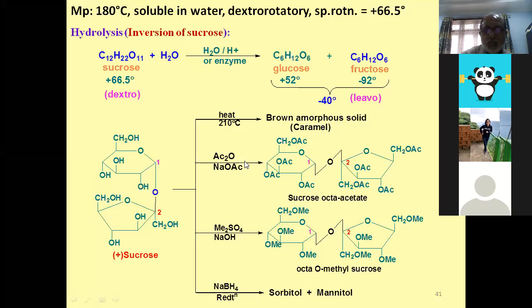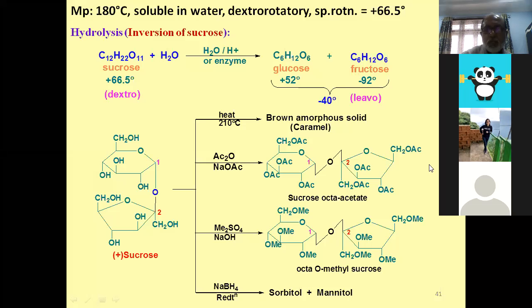Then acetylation, as usual, those free OH groups will be acetylated, others will not be. Methylation, all the free OH groups will be methylated.